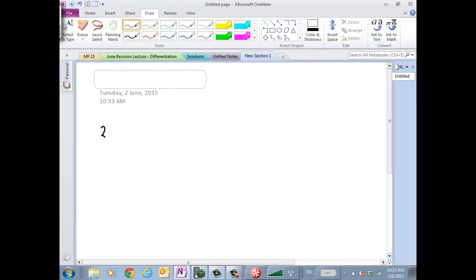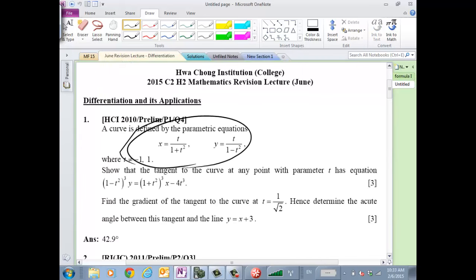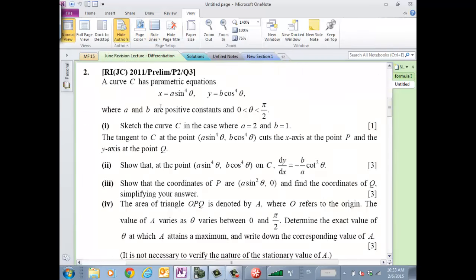Okay, so question 2. All ready for question 2? Any question to clarify about question 1? Now, for question 2, can I start? For question 2, very simple, please read. They give you all this information and they want you to sketch a curve.